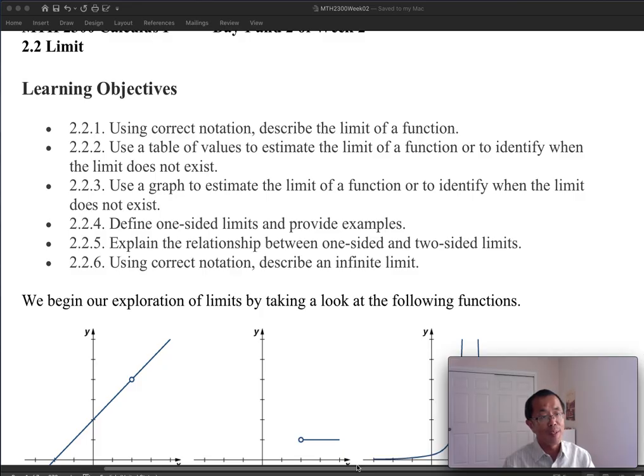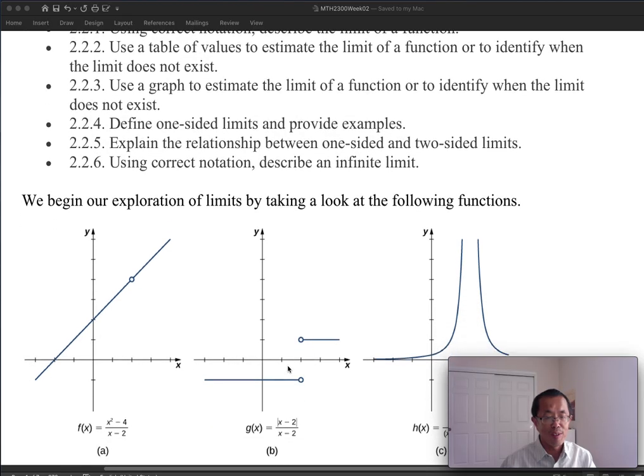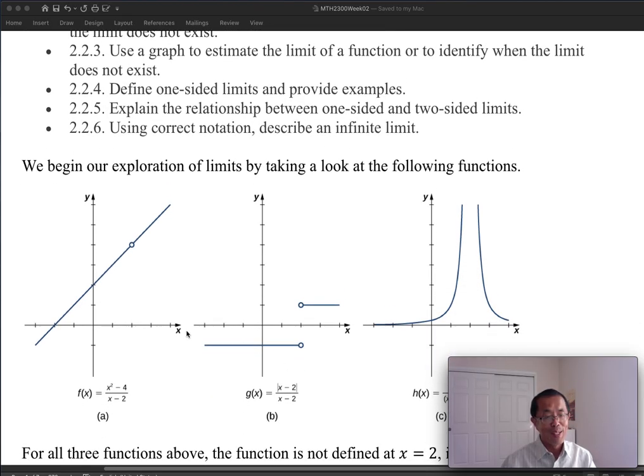It's from section 2.2, and remember those 3 graphs. Basically they represent 3 different cases of limits. In this case, we do have a single limit. And in the second case, believe it or not, we say we do not have a single limit, even though there are 2 one-sided limits. And in this case, we say there's an infinite limit.